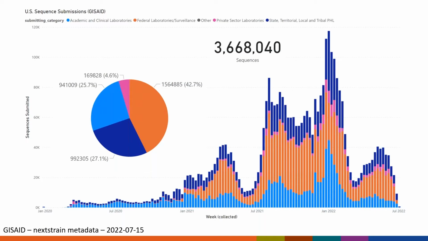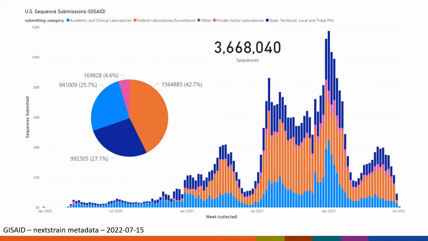So the scale of the genomic response to SARS-CoV-2 really has been unprecedented. SARS-CoV-2 has rapidly become the most widely characterized and sequenced pathogen in human history. As of today, there are over 12 million SARS-CoV-2 genomic sequences that have been sequenced and shared by hundreds, if not thousands, of laboratories all over the world. That includes, this slide's a little bit old, around 4 million sequences from various US labs.